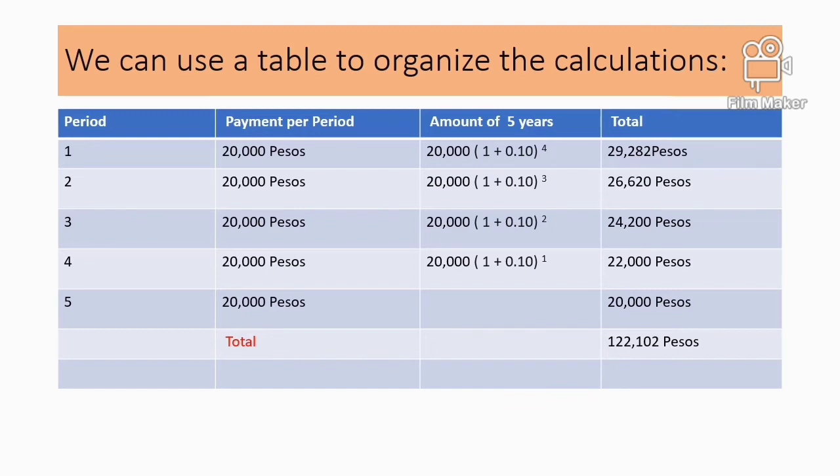For year 3, 20,000 times (1 plus 0.10) raised to 2, the answer is 24,200 pesos. In year 4, 20,000 pesos times (1 plus 0.10) raised to 1, and the answer is 22,000 pesos. And for year 5, we have 20,000. So if we add 29,282 pesos, 26,620 pesos, 24,200 pesos, 22,000 pesos, and 20,000 pesos, we get a total of 122,103 pesos.